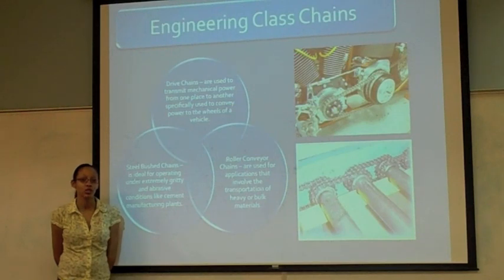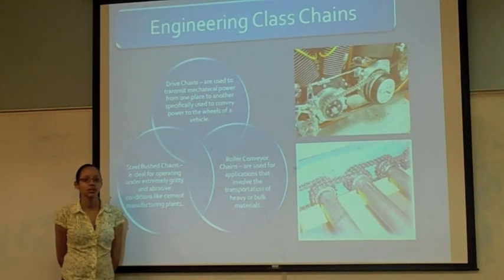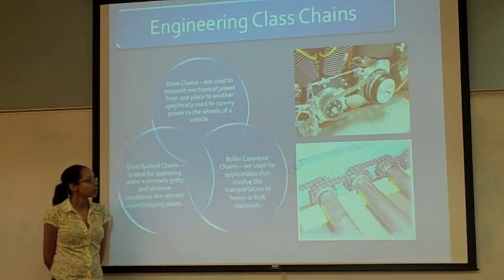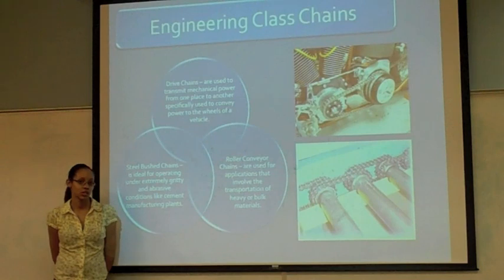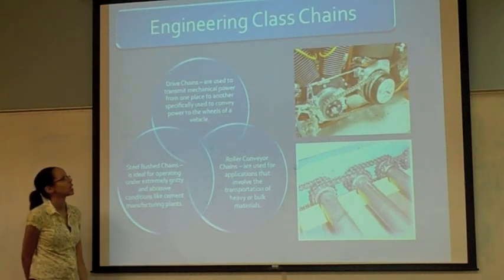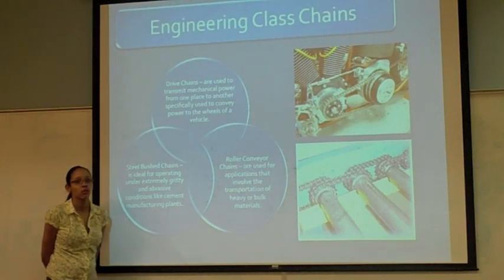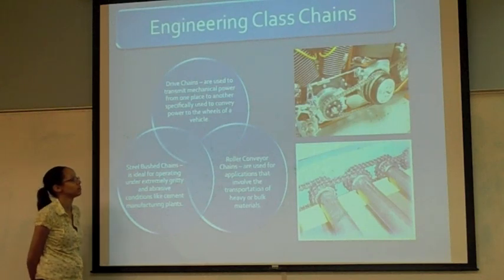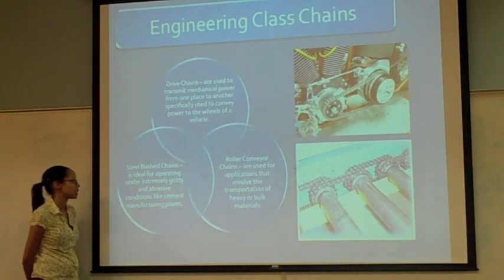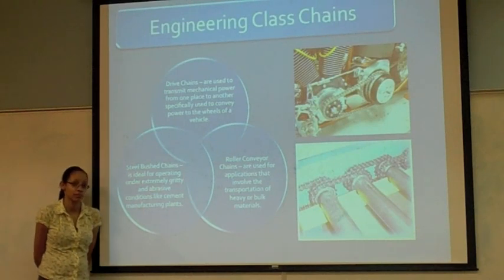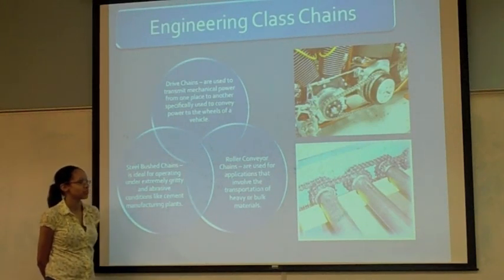From a wide range of engineering class chains, we decided to focus on 5 types. They are drive chains, steel bushed chains, roller conveyor chains, cast combination chains, and flat top conveyor chains. First, we start off with drive chains. They are used to transmit power from one place to another, and this can be seen in the powering of the wheels of a vehicle. Then we have steel bushed chains, and these are ideal for operating under extremely gritty and abrasive conditions like cement manufacturing plants.